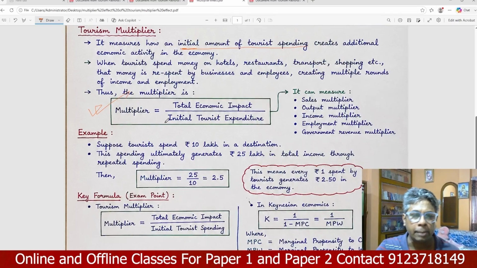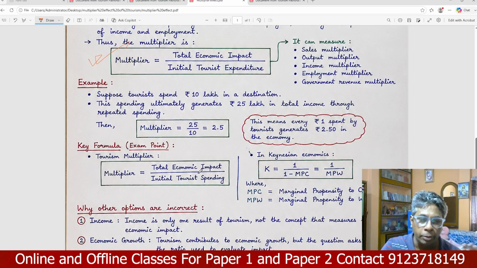As an example, suppose tourists spend 10 lakh in a destination. This spending ultimately generates 25 lakh in total income through repeated spending, with the money circulating. So the ratio 25 to 10 is 2.5. The multiplier is 2.5. What is the meaning? It means every 1 rupee spent by tourists generates 2 rupees 50 paisa in the economy.